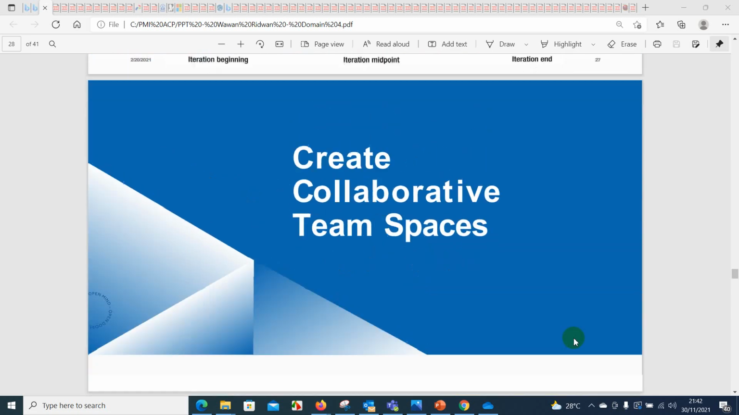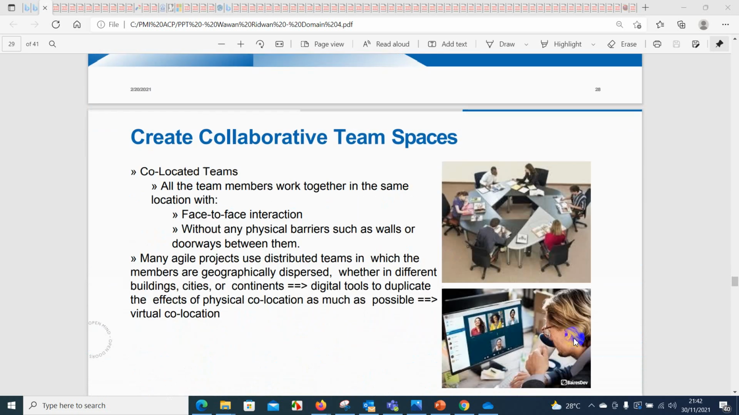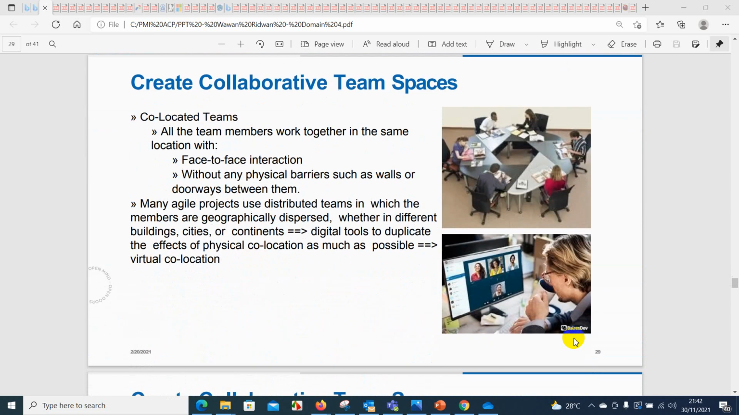Okay, we move on to create collaborative team space. Collocated team: all team members work together in the same location, face-to-face, without any physical barriers such as walls or doorways between them. Many agile projects use distributed teams in which the members are geographically dispersed, whether in different buildings, cities, or continents. Digital tools duplicate the effect of physical collocation as much as possible, called virtual collocation.